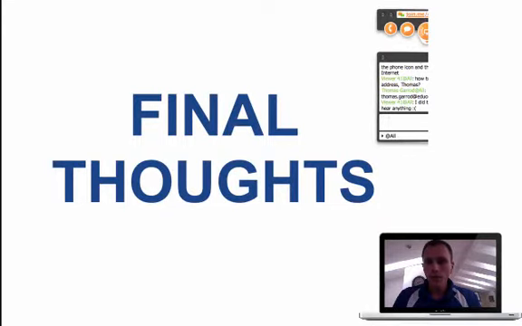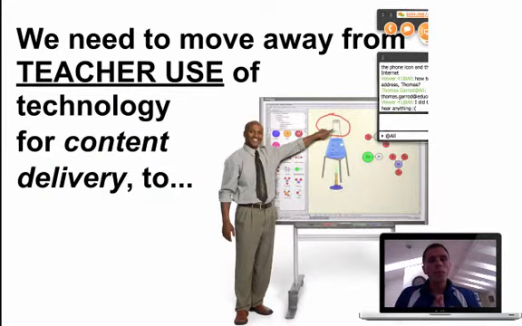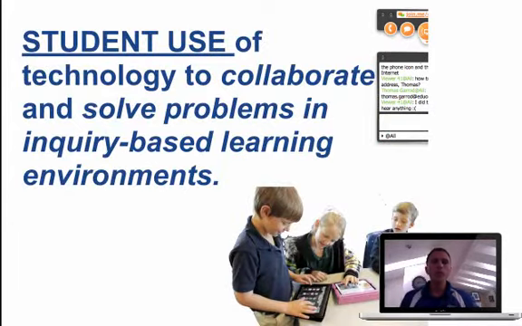All right, some final thoughts before I show you the course quick. We need to move away from teacher use of technology for content delivery. Okay, I think that really needs to happen. It's funny that a lot about flipped learning is about content delivery through technology, but really it's what we do in the classroom after we do this shift, and how students can use this. I think we need to move towards an environment where students are using technology to collaborate, to solve problems, to question, and that's what we're trying to get to.